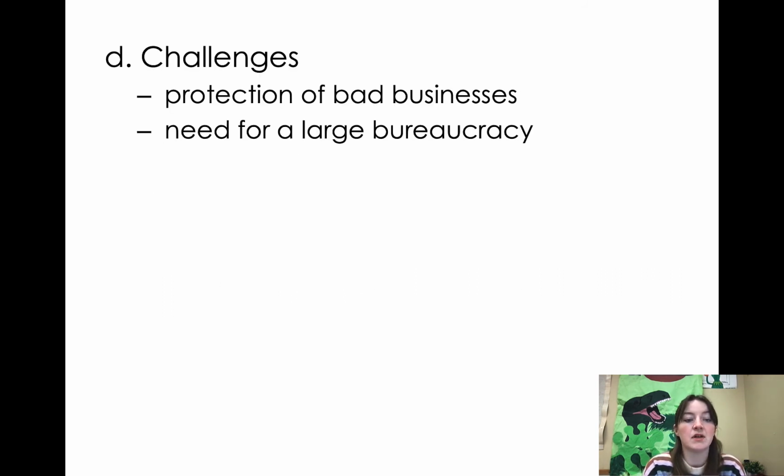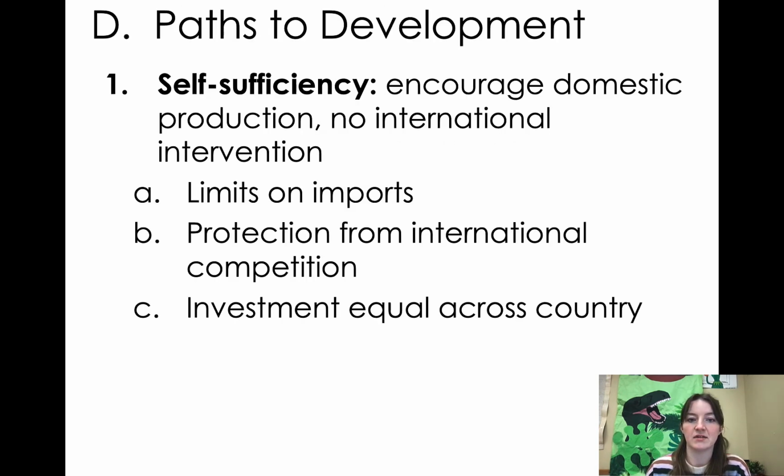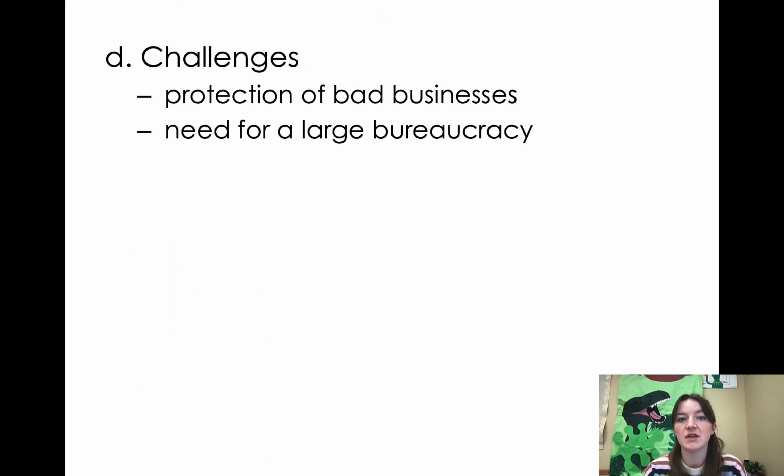But there's some issues. First off, protection of bad business. So if we are protecting from international competition, it also means that we can have some really bad business practices or really bad businesses, and they're kind of protected because they're within the country. Secondly, we have a need for large bureaucracy. There's a lot of government, there's a lot of paperwork, and it has to be big, overarching, because it's equal across the country. It's all done within the country. And if we're doing this as a whole thing, if we're trying to be this self-sustainable, one big place has to rule everybody. Otherwise, it's going to get really, really unequal really quickly.